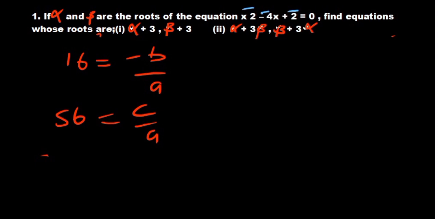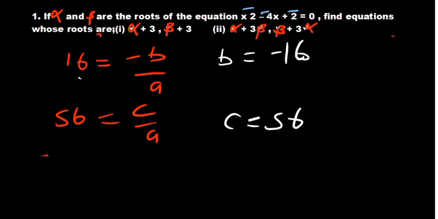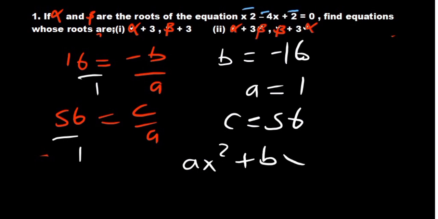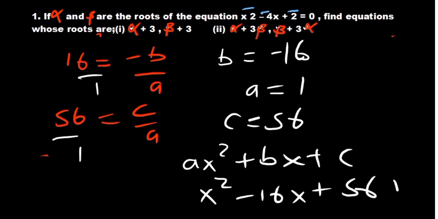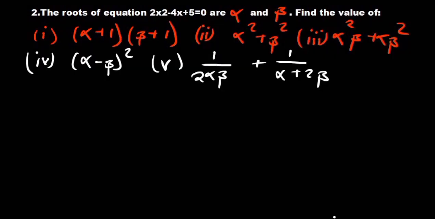So for the value of c, our c is equal to 56, our b is equal to negative 16. Remember we said our a is supposed to be the same, so it's 1. Therefore the equation is supposed to be in this form. So our a is 1, so we have x squared, our b is negative 16, x plus our c, which is 56. And that is the equation of the new root.